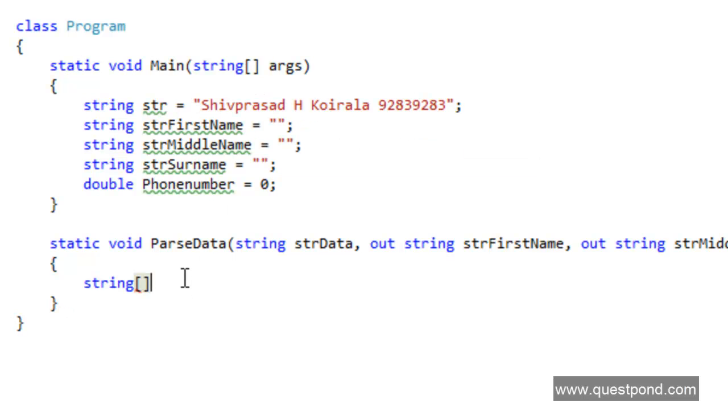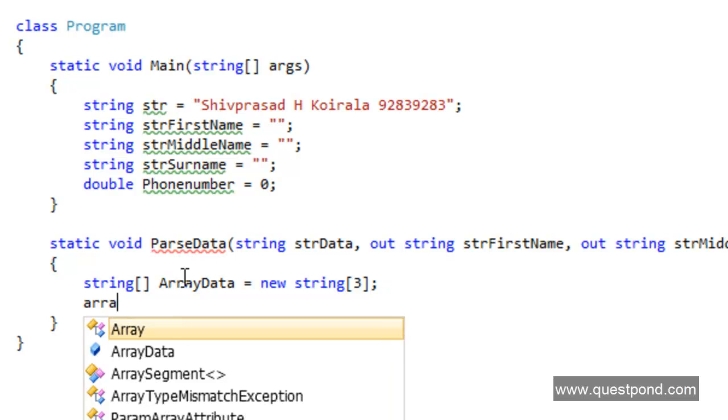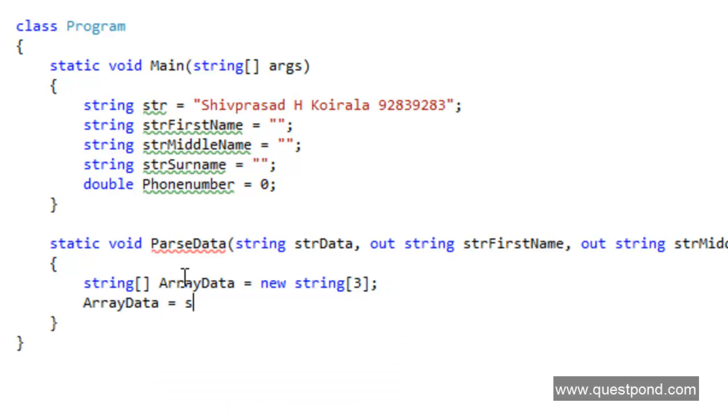So I'm going to say I want to create an array which is of 3 length, and this array will be filled by the split function. So I'm going to say here array data is equal to str data dot split, and as we said there are spaces in between, so I'm going to put a space here. Now what will happen is the data passed to this function will fill into this array. So array data of 0 will have the first name, array data of 1 will have the middle name, and so on.